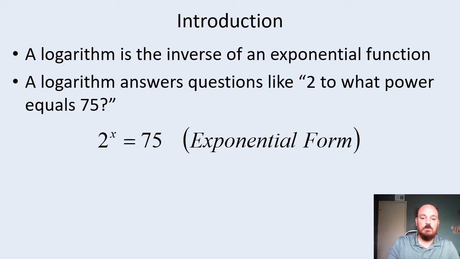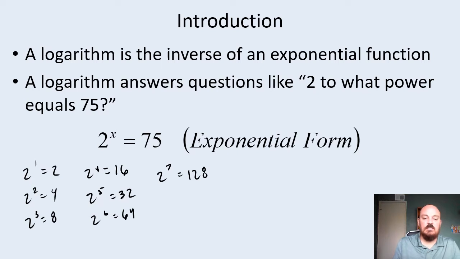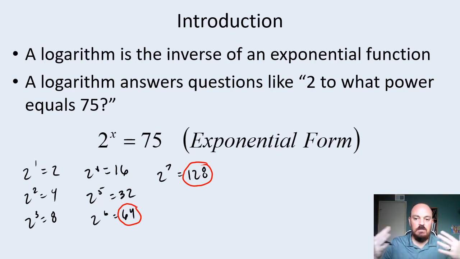We could estimate just by knowing our powers of 2. If I ran through my powers of 2 like this: 2 to the first is 2, 2 squared is 4, 2 cubed is 8, 2 to the fourth is 16, 2 to the fifth is 32, 2 to the sixth is 64, and 2 to the seventh would be 128. Now right there, I've passed up my number. 75 is between 64 and 128. So I know that the answer to this question is somewhere between 6 and 7. But I can't get much more accurate than that. The answer would be 6 point something as a decimal.